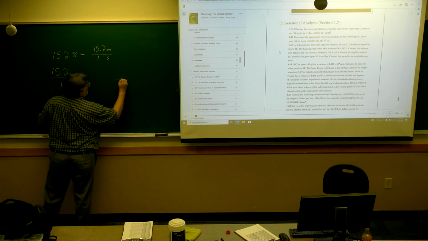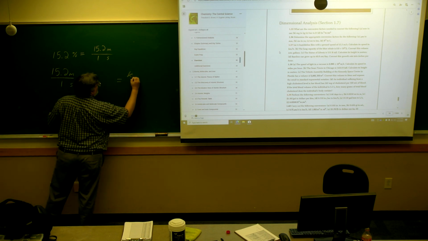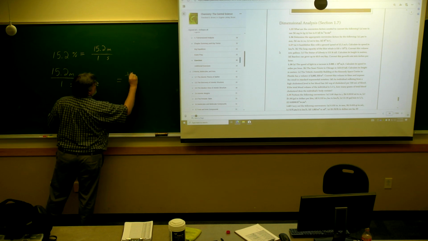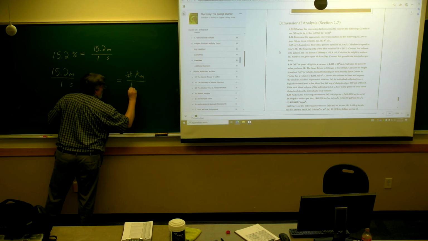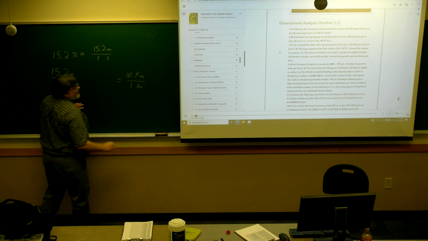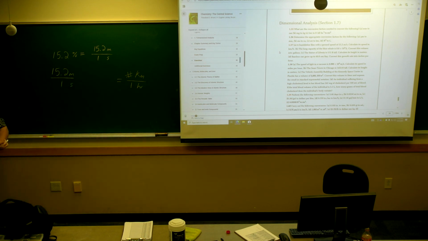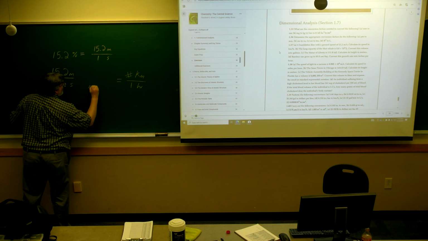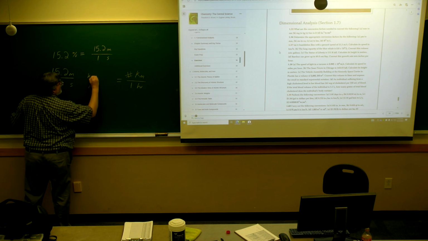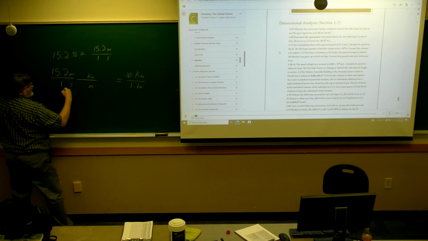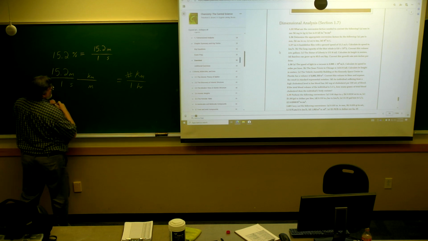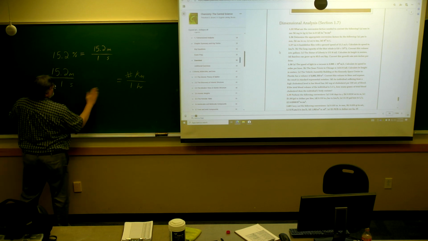Somewhere over here, some number kilometers per 1 hour. So we just have to cancel the meters to kilometers, so we need meters on the bottom and kilometers on top. That'll get us to kilometers, and then we need seconds to hours. I want more space here. I'll just go ahead and write this.